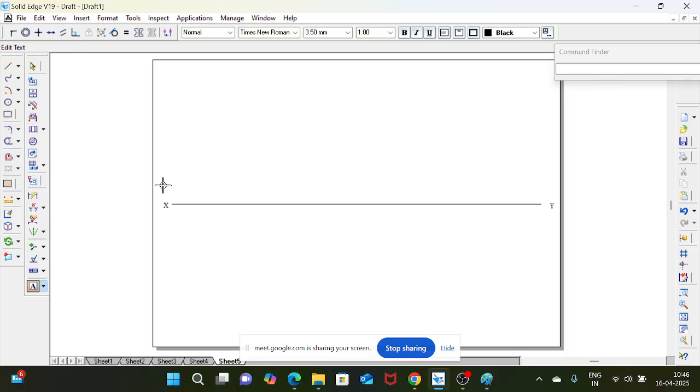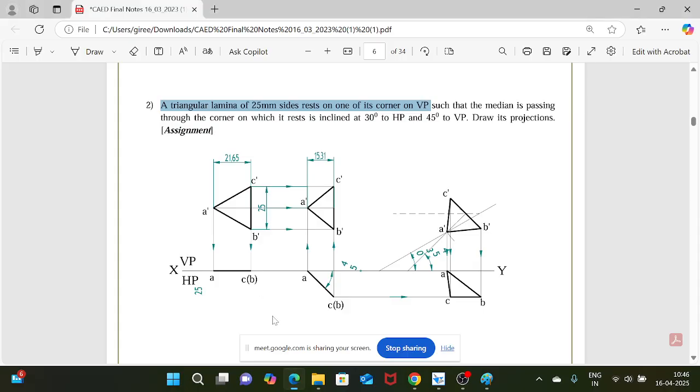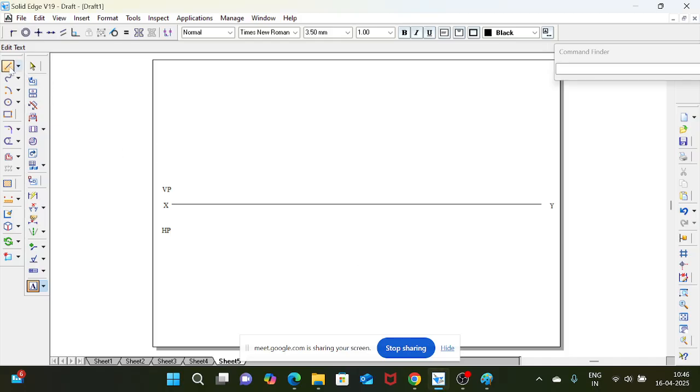Above XY, VP, below HP. With this statement, an equilateral triangular lamina of 25 mm side rests on one of its corner on VP. It is a VP resting problem. You have to draw the equilateral triangle regularly. So how to draw a regular polygon?